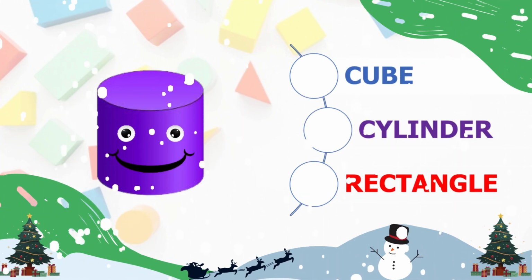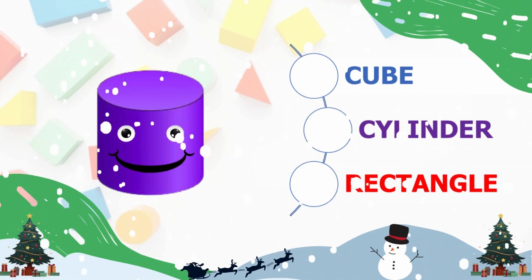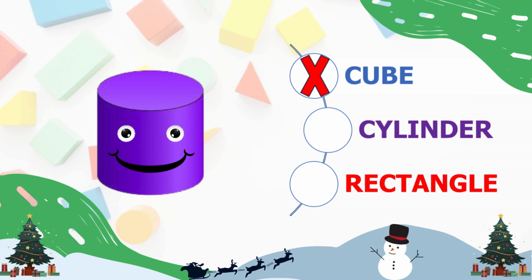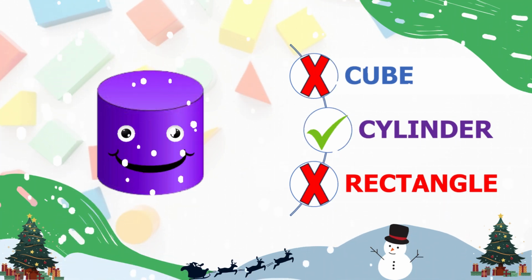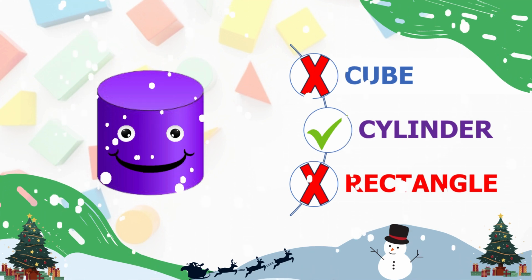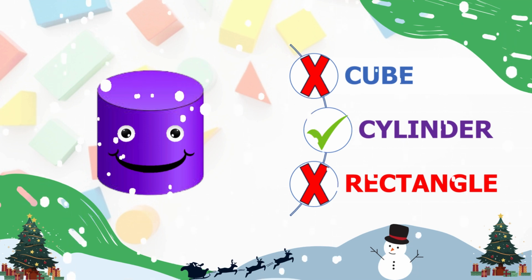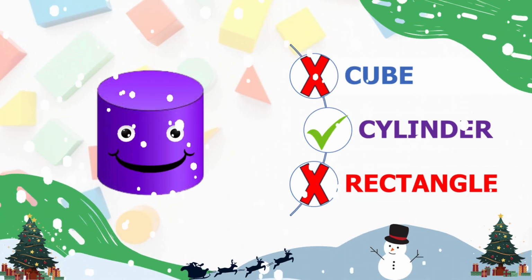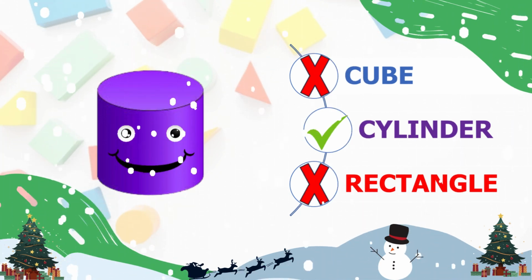What is the name of this shape? You have three options. This shape doesn't look like a cube. The answer for this is cylinder. C Y L I N D E R, Cylinder.